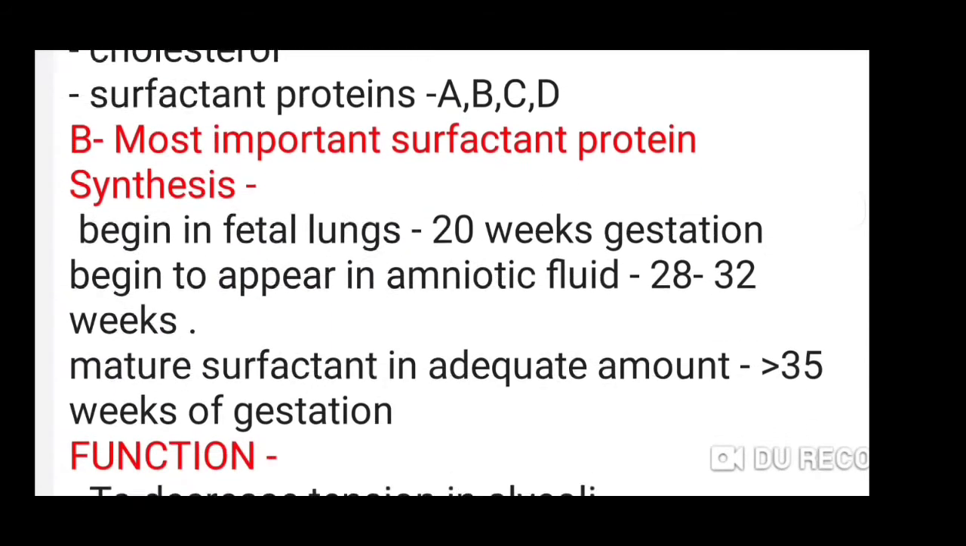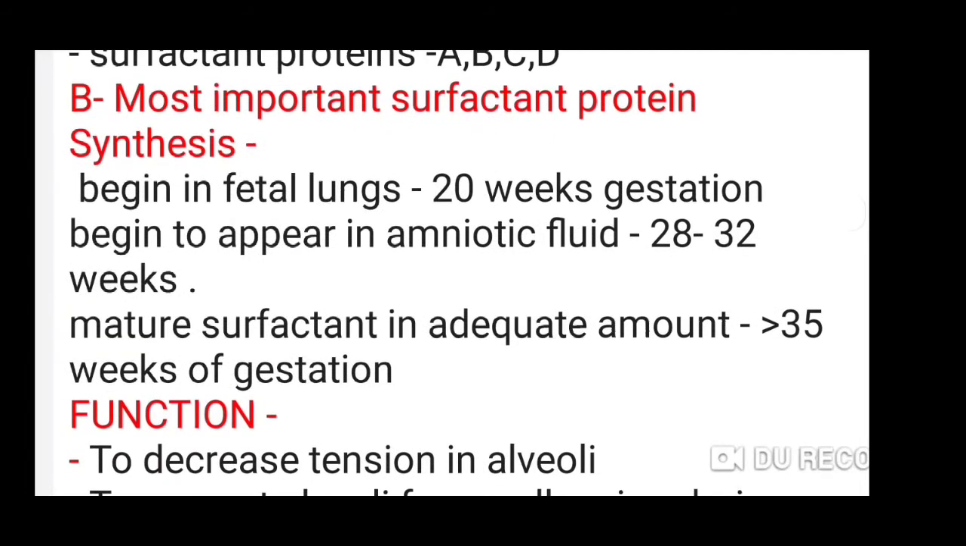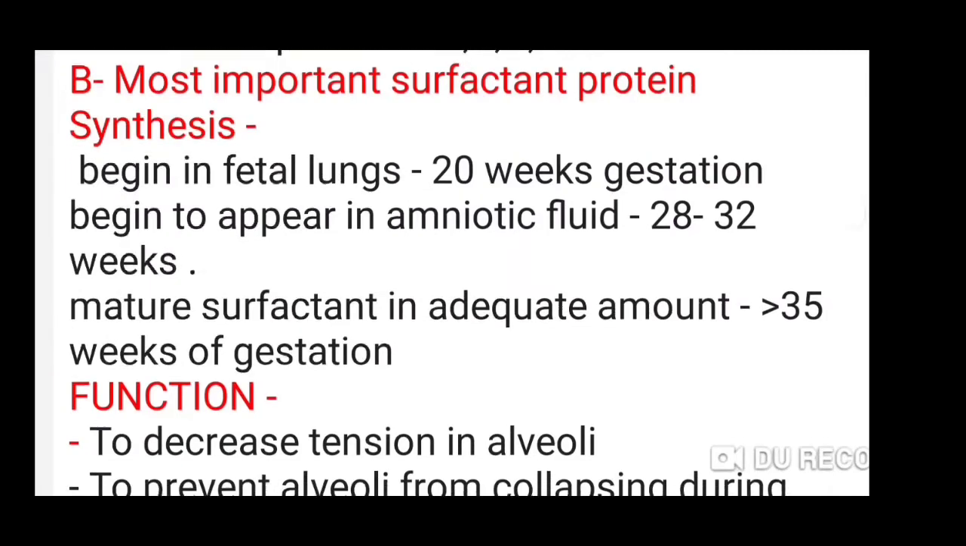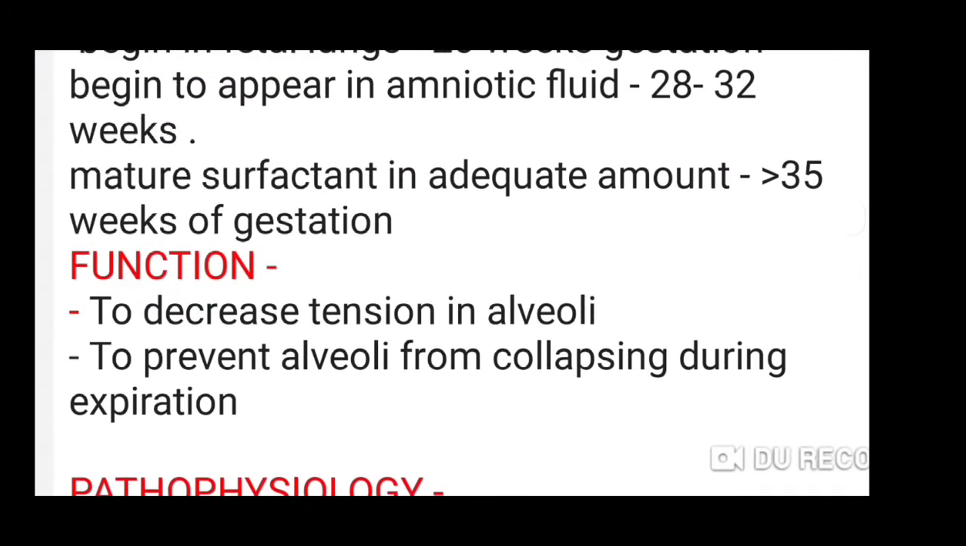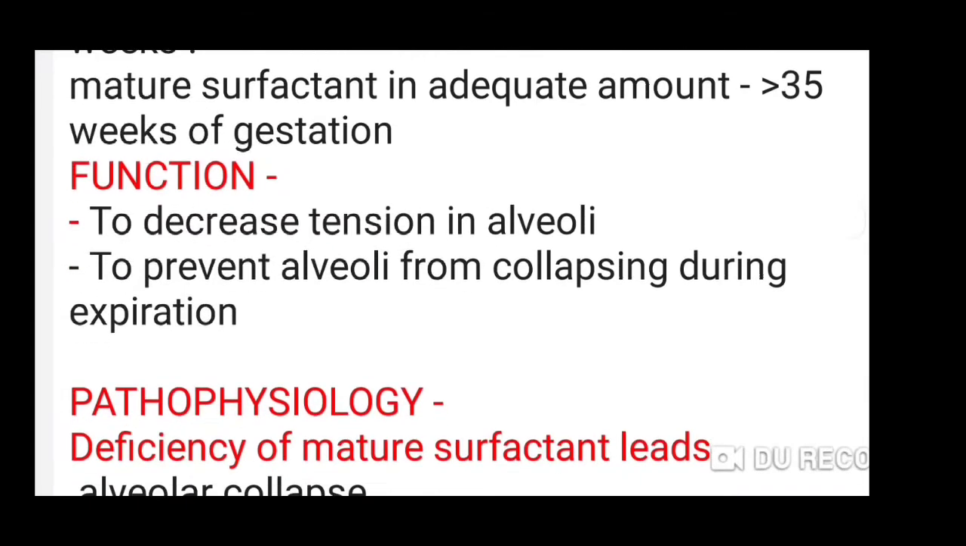Now we will see the synthesis. How does synthesis of the surfactant occur? It begins in fetal lungs at 20 weeks of gestation. It begins to appear in amniotic fluid at 28 to 32 weeks. Mature surfactant in adequate amount is present at more than 35 weeks of gestation. Now the function of the surfactant: surfactant decreases the surface tension in alveoli and prevents alveoli from collapsing during expiration.